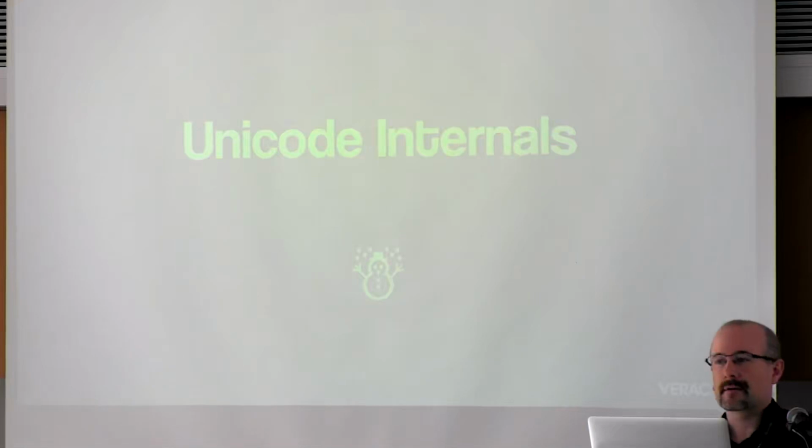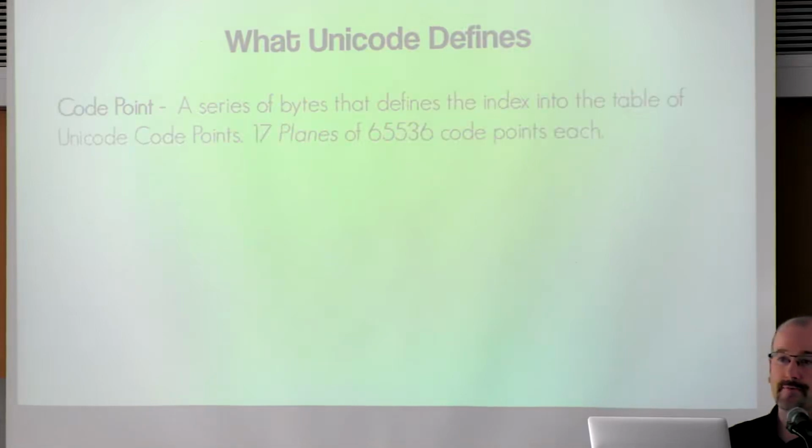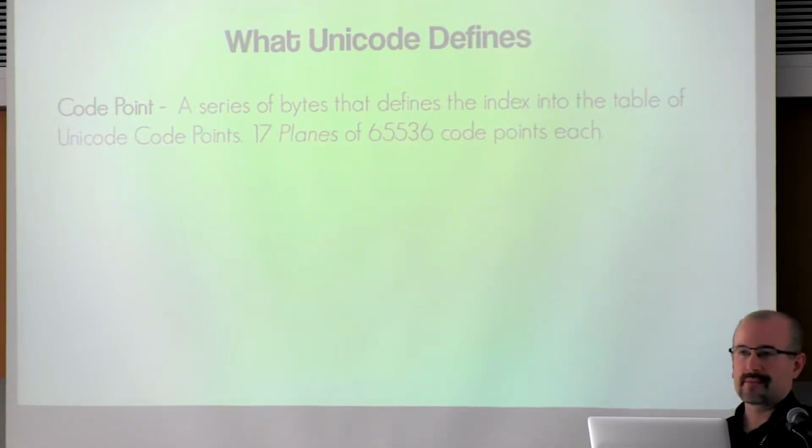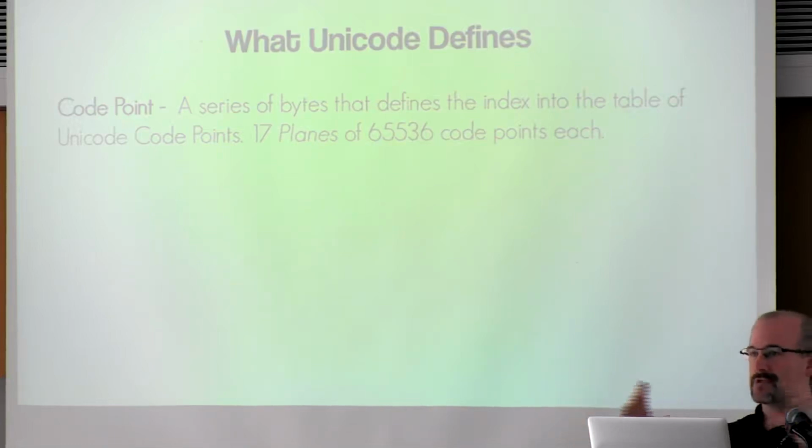So let's talk about what it defines exactly. The first thing that becomes obvious is that we stop talking about bytes so much and we start talking more about code points. A code point is a group of bytes that defines the index into a table of Unicode code points. Code points may or may not represent a character, but they are locations in a table. That's all it is, really. It's an index into a giant table of Unicode stuff.